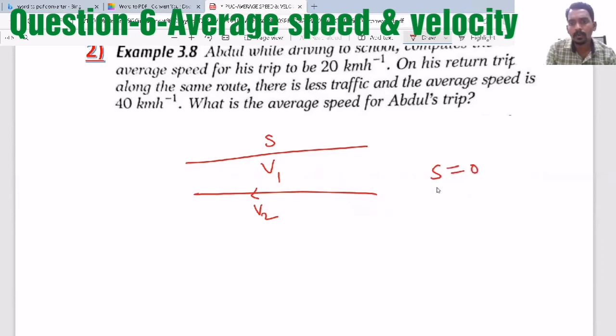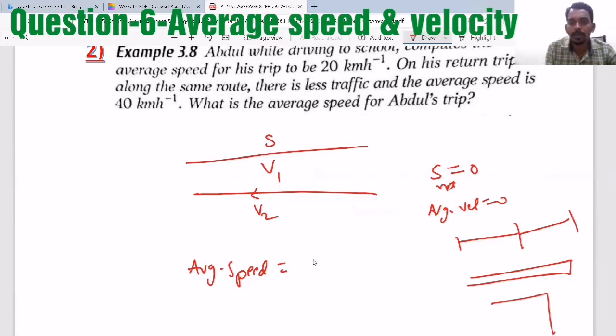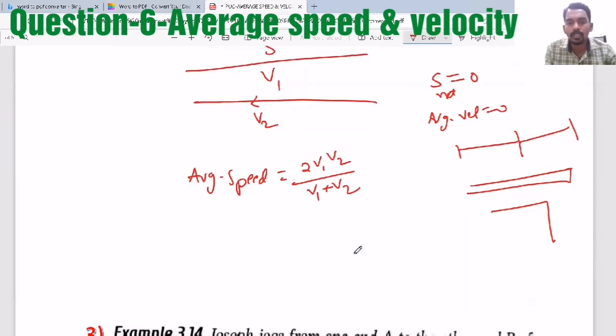Now, the net displacement is 0. So, the average velocity will become 0. But they are asking average speed. So, whenever the body covers equal distances along the same straight line, or same distances forward and backward, or same distances in perpendicular directions, what is the formula we have taken? 2v1v2 by v1 plus v2, where v1 is 20, v2 is 40. So that is 2 into 20 into 40 by 20 plus 40, then you can get the answer.